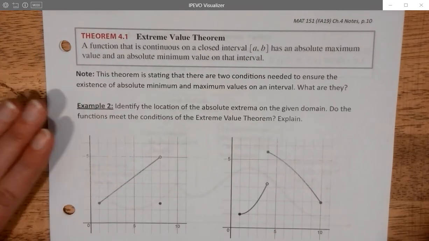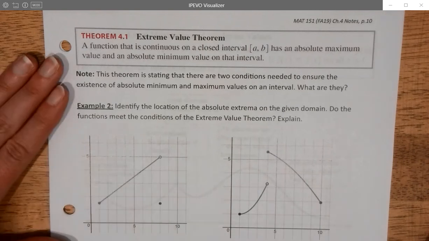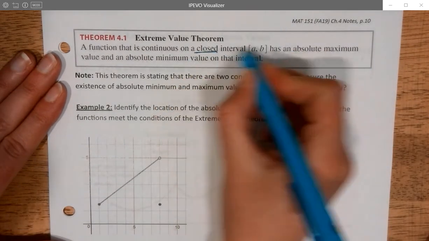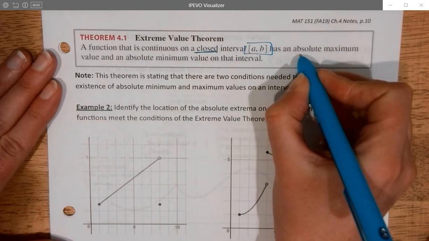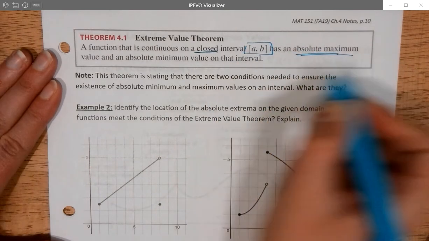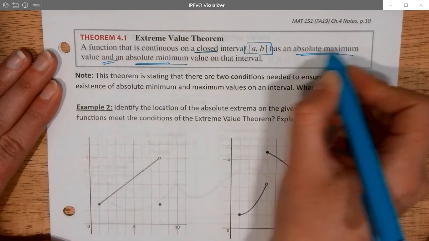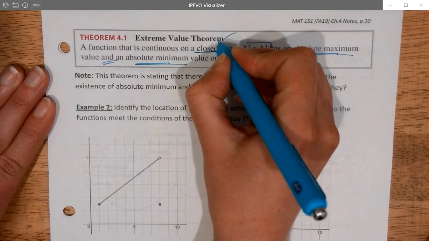On our next page, looking at the extreme value theorem. The extreme value theorem says that if we are on a closed interval, a to b, then the function is guaranteed to have both an absolute minimum and an absolute maximum. Okay, it's going to have both. That's only true for closed intervals.